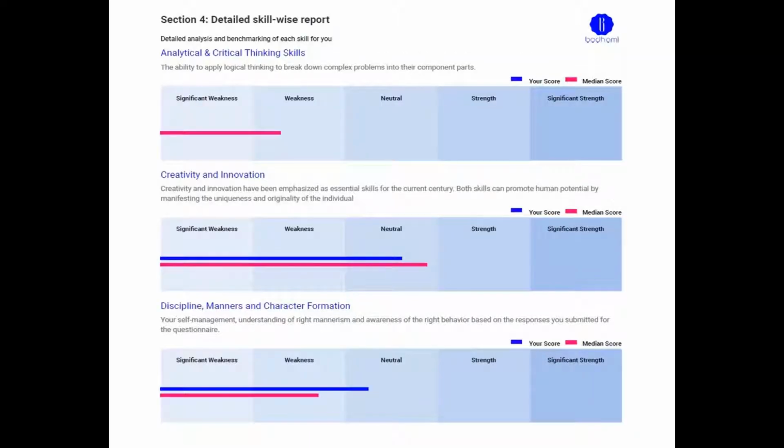The detailed skill-wise report section gives the details of the student's performance in 14 different skill sets and their comparison with the median score. The blue line depicts the student's performance and the red line is the median performance. For example, here we see that in the creativity and innovation skill, the student is neither strong nor weak and the score is slightly less than the median.